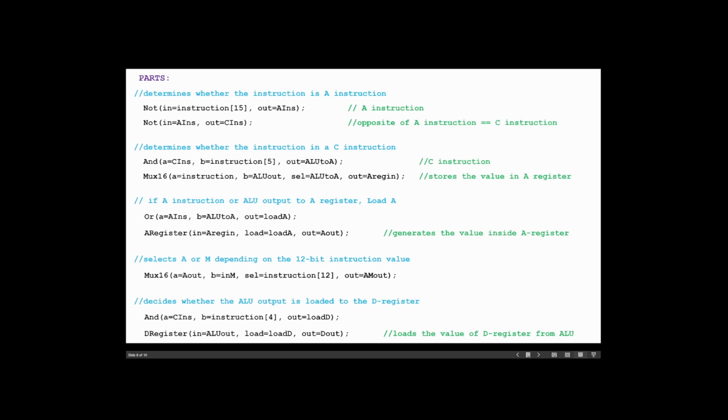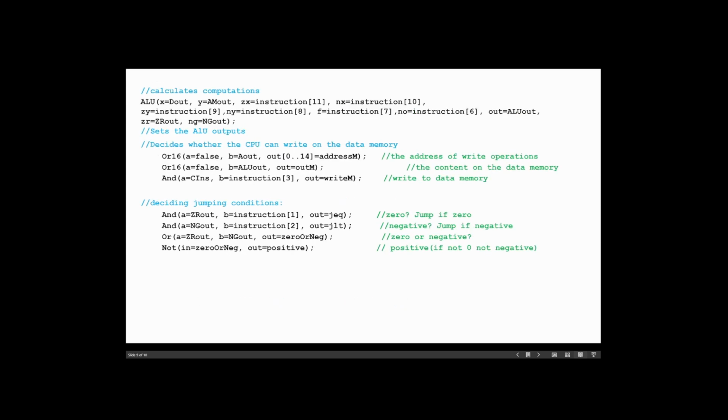The AND gate is employed to determine whether the ALU output is loaded to the D register. The D register is then implemented to load and store the value of the D register from the ALU. The ALU computes a function on two inputs, which in this case would be the value that is stored in the D register and the value of either the A or M registers, and then generates output.